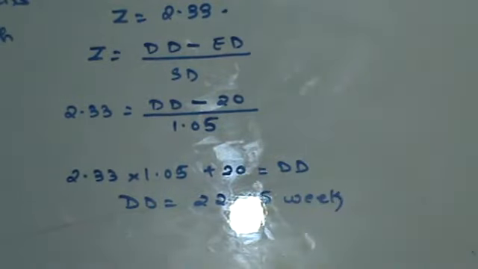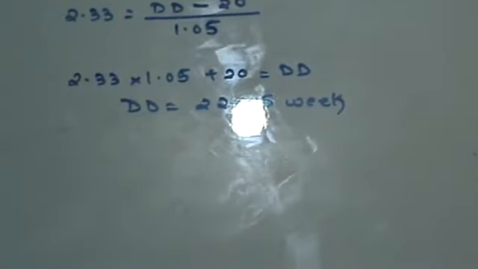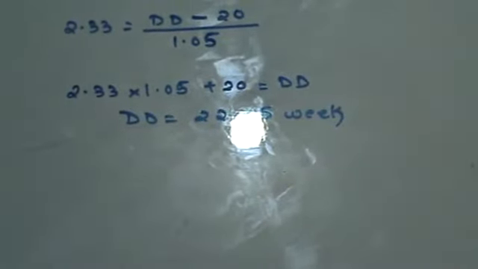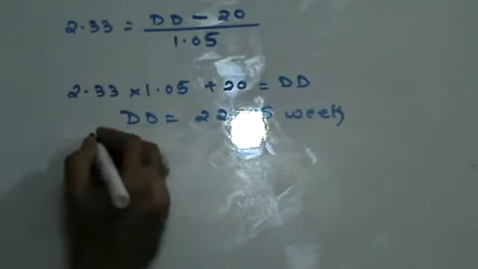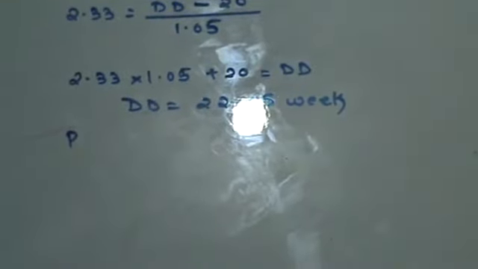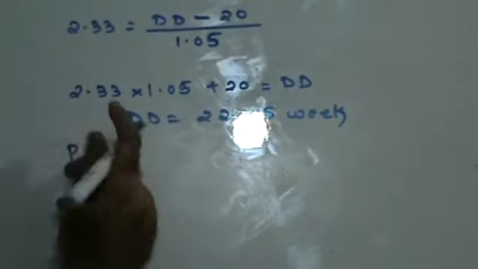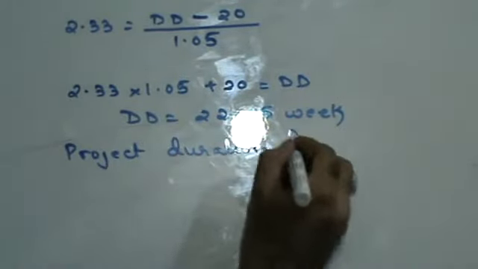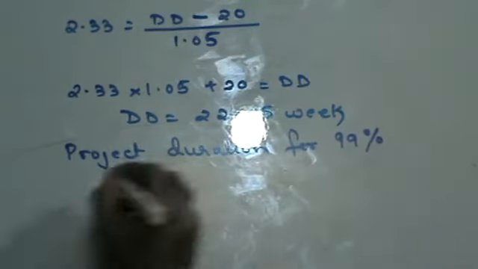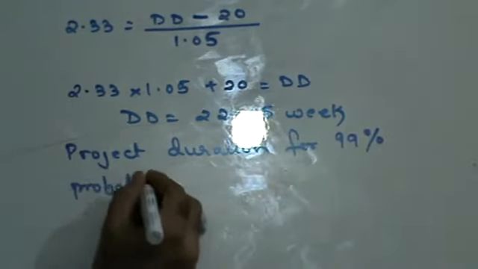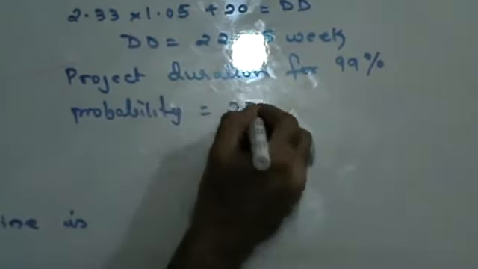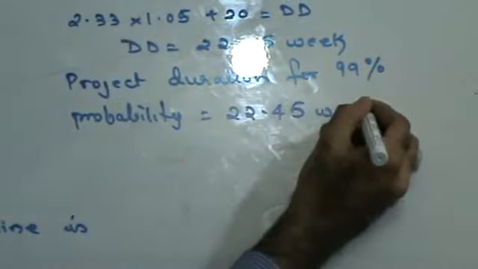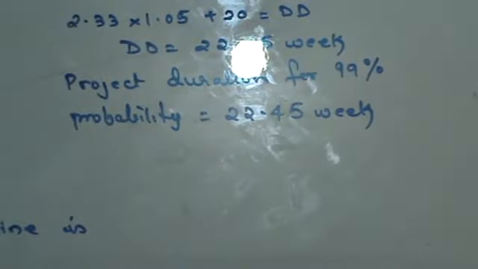So the project will be completed on time, with 99% probability. The project duration for 99% probability is 22.45 weeks. So there's a 99% chance that the project will be completed in 22.45 weeks, right?